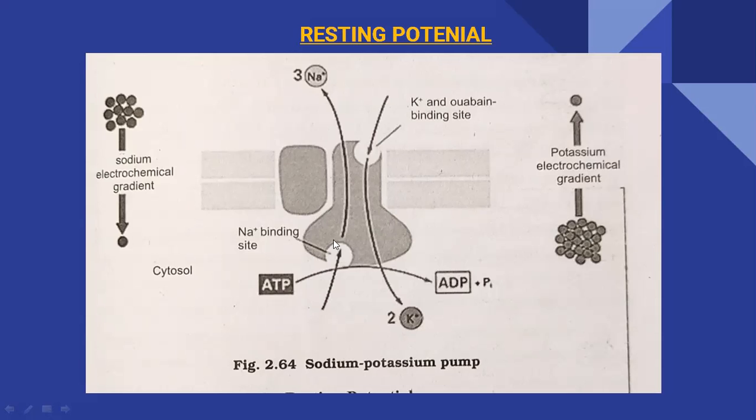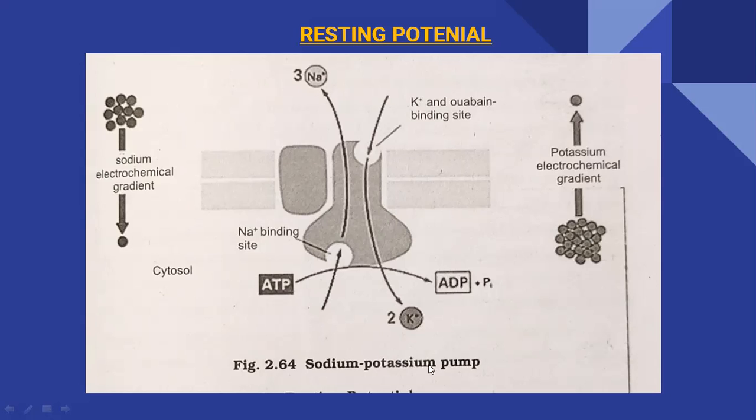It will send 3 sodiums out, and only 2 potassiums will be sent inside. So after some time, again outside more sodium will be there, inside more potassium will be there. This will be done all the time, maintaining the minus 70 millivolt condition inside the cell.